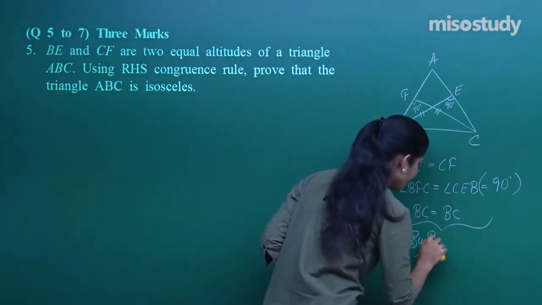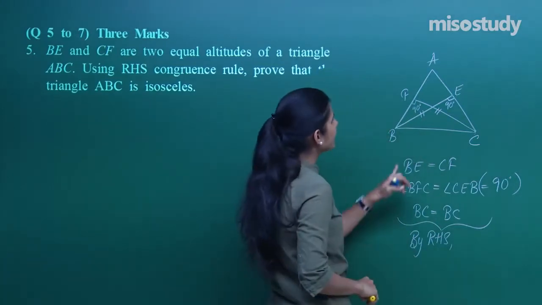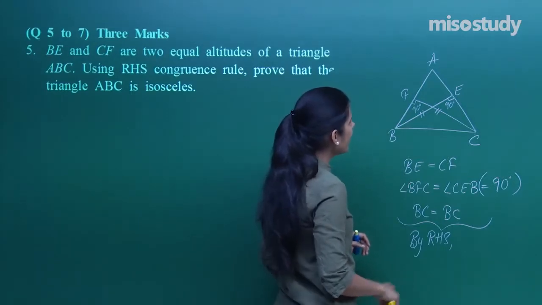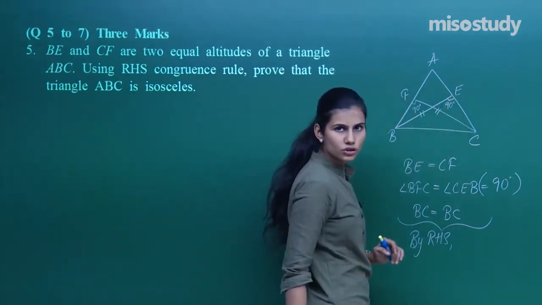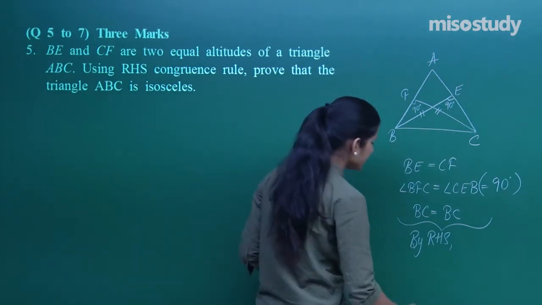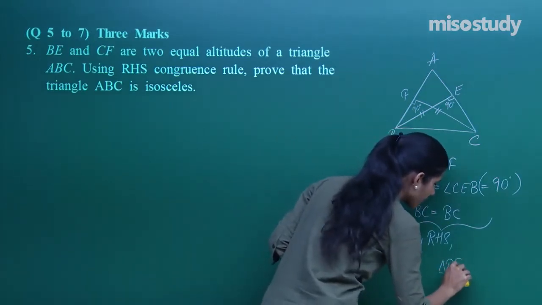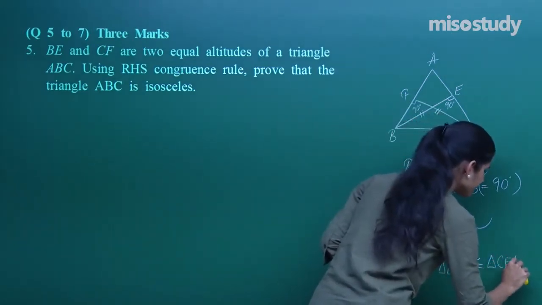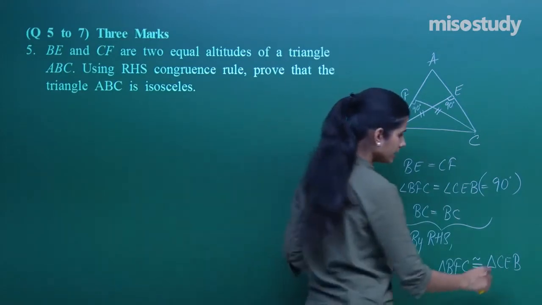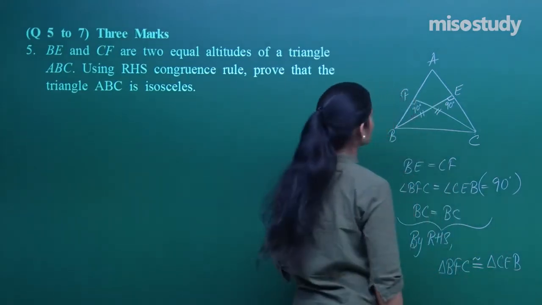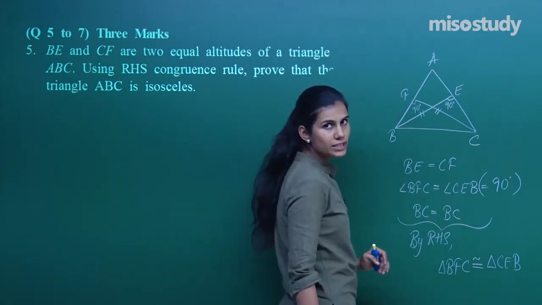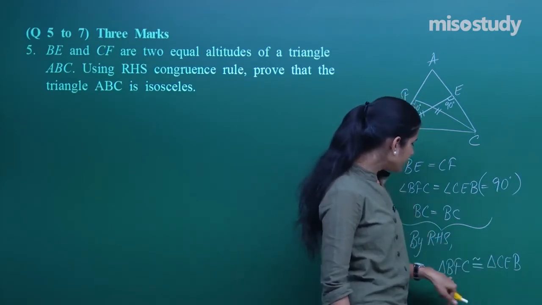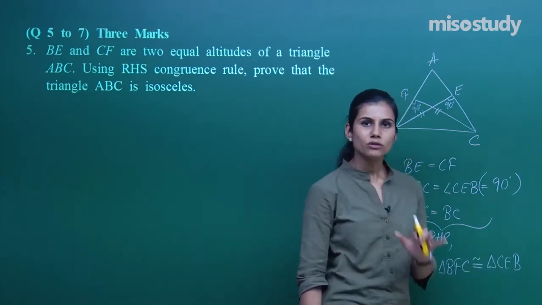So by RHS congruence rule, I get what? B is going to correspond to B, C is going to correspond to C, and F is going to correspond to E. So I will have triangle BFC is congruent to triangle CEB. Okay? Show that the triangle is isosceles. Now these two triangles are congruent, so their corresponding parts will be equal. I will have BF equal to CE, FC equal to EB, BC equal to CB. This is about the sides.